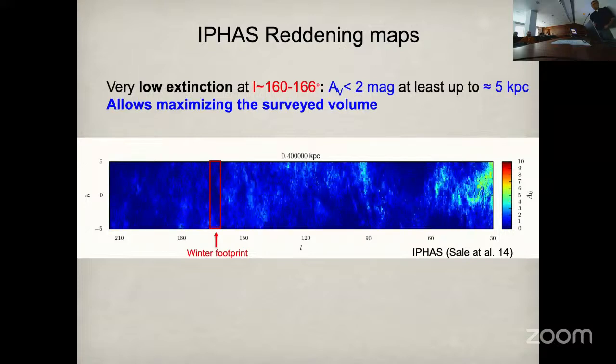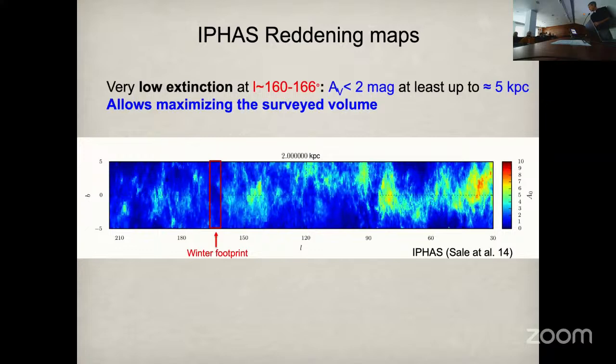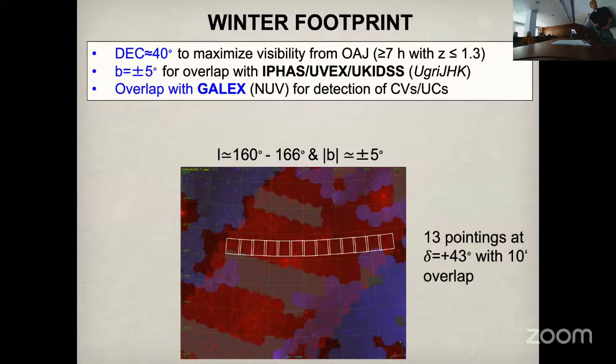And I will stop here, and then Sarah will show you the results of the commissioning of the filters in a particular field in the galactic plane. It wasn't in the anticenter of the galaxy, but it was in a region with significant crowding. So she's going to tell you about that.